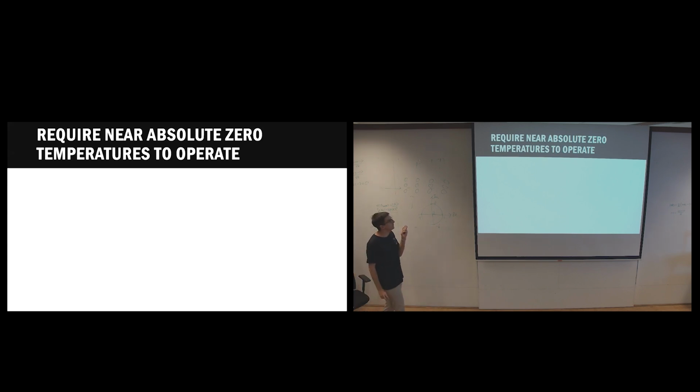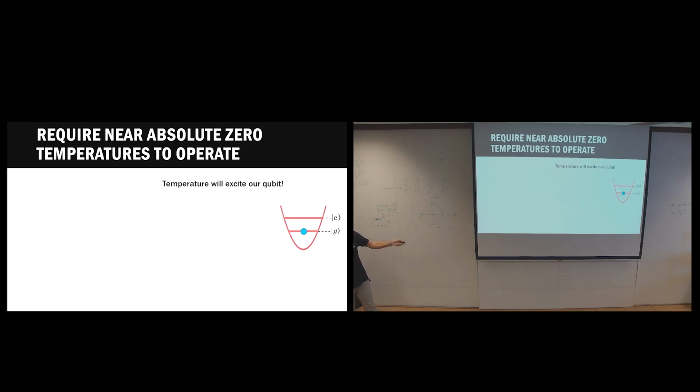But there is some problem with using superconductors. I mentioned at the beginning of the presentation that the transition temperature of aluminum was 1 Kelvin. So we need to be able to cool down to 1 Kelvin. But there is even more, which is that having a certain temperature will excite our qubit. So if our qubit is in the ground state, but we have a certain temperature, it will be in the excited state. So that would not be usable.